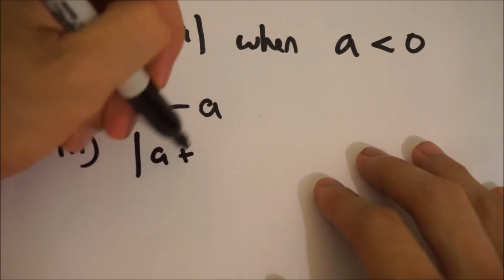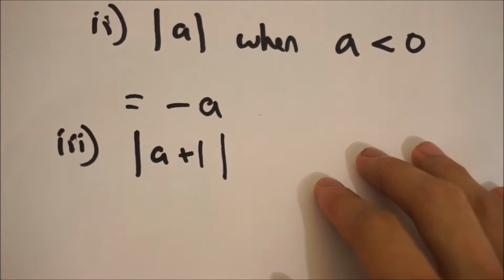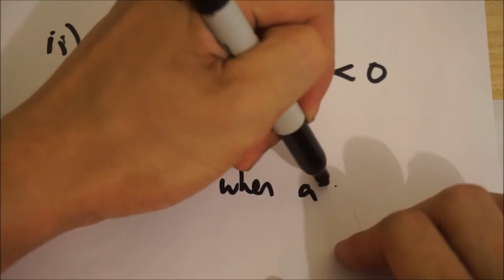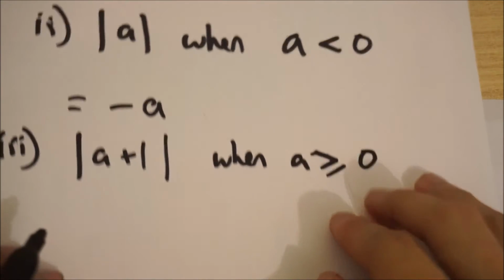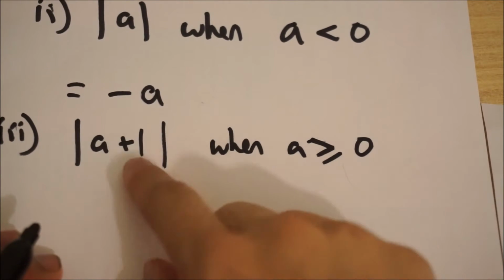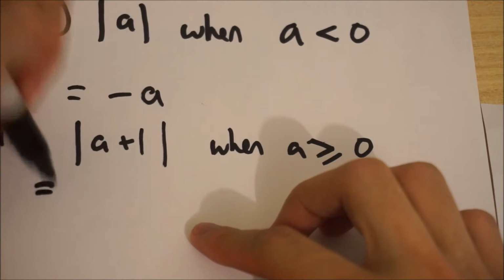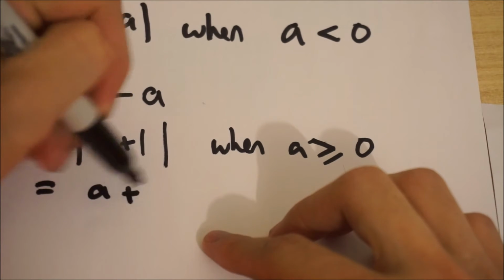So I've got the absolute value of a plus 1, something like this, when a is greater than or equal to 0. I know that a plus 1 is already positive, so all that's going to be is a plus 1.